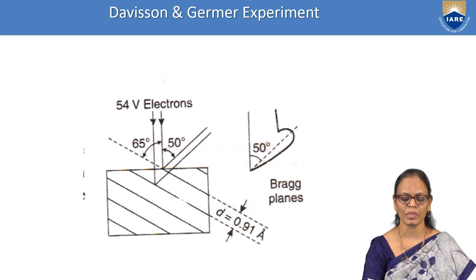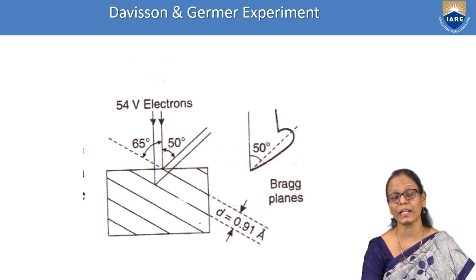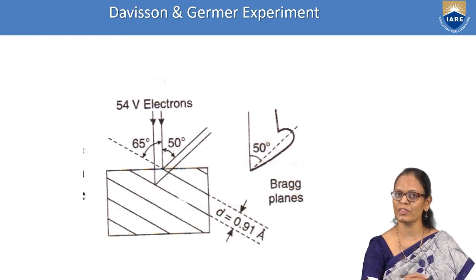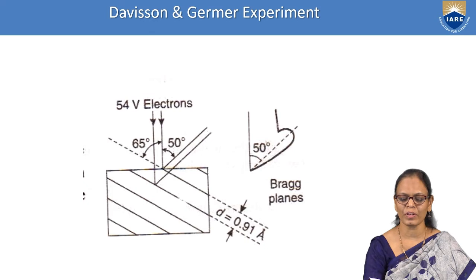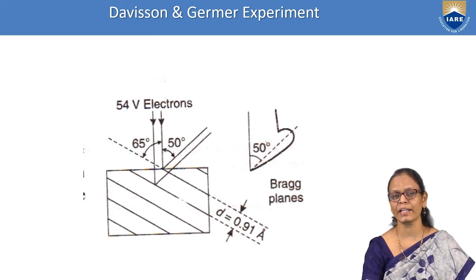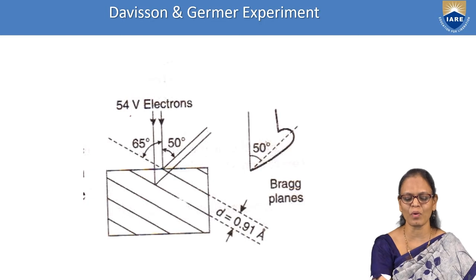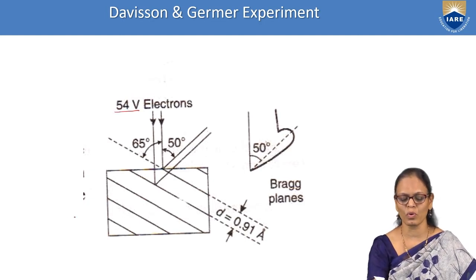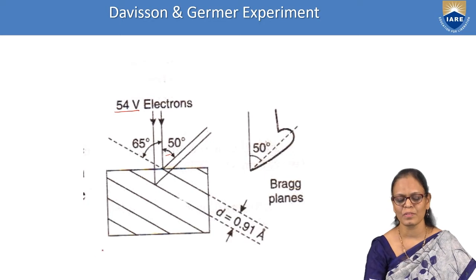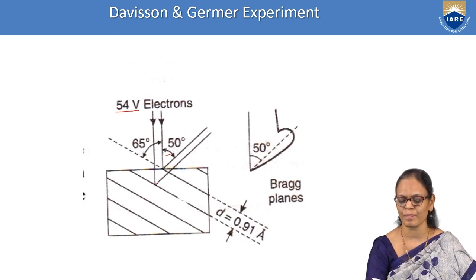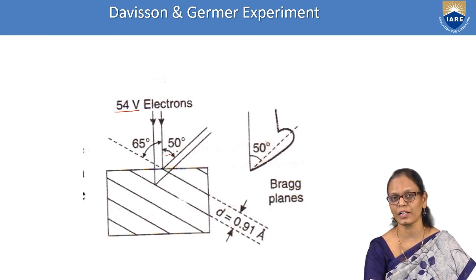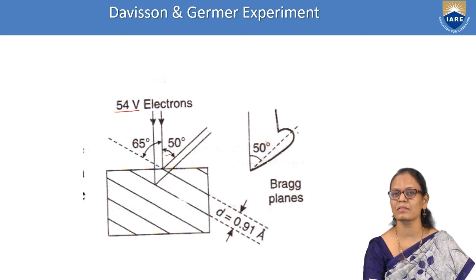Now, he used the same thing to calculate the values of lambda, that is the wavelength of electrons. So now we will leave the other angles and also the other potentials. We will now only focus on 54 volt and 50 degrees. What happened? So when the beam is incident and is reflected, if the angle between them is 50 degree and the voltage applied is 54 volt, we are seeing that the peak is maximum.